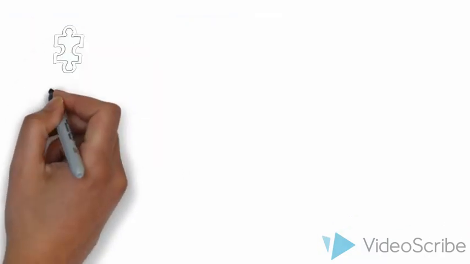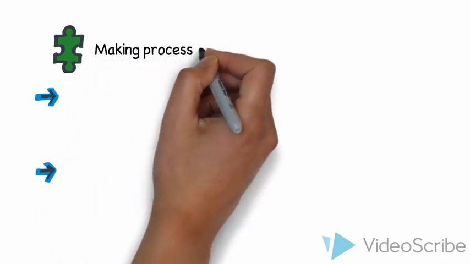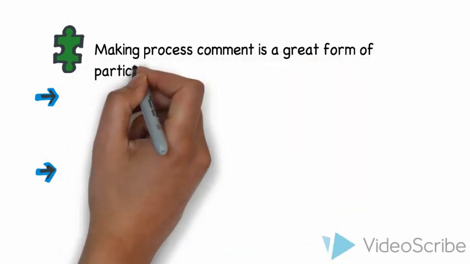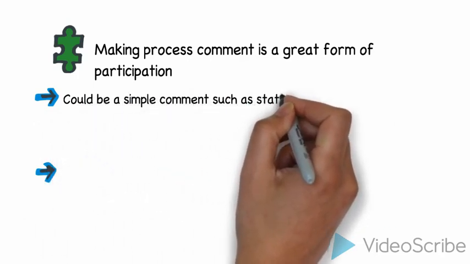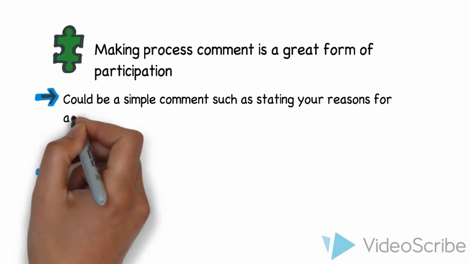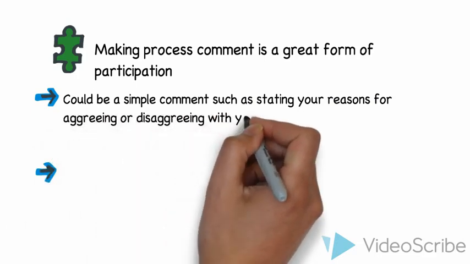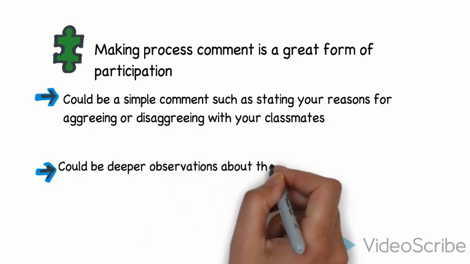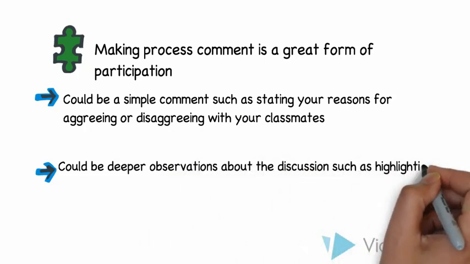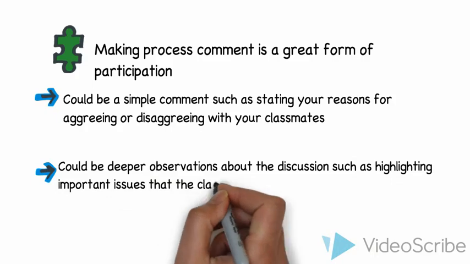Another helpful form of class participation is to make process comments about the class discussion itself. These could be simple comments on the reasoning and ideas being expressed by your classmates, such as stating your reasons for agreeing or disagreeing with them. Or process comments could be deeper observations about the overall direction of the discussion, such as highlighting important issues that the class seems to have been ignoring.